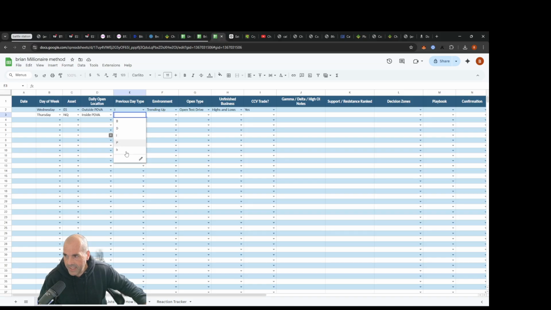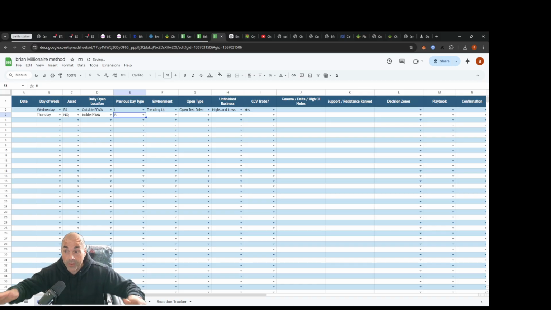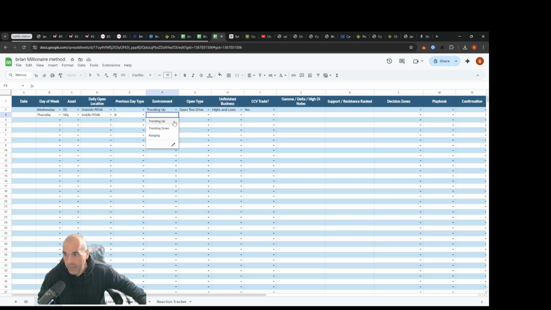So, trending day type, right? The previous day type was a B. This gives you your framework for the day ahead. What's my environment? My environment is I'm trending up, trending down, or ranging. Ranging, right? What's my daily open? This forces me to not take a trade in the beginning of the day, because the first 15 minutes or the first hour of each trading day is where you're going to get your open type.